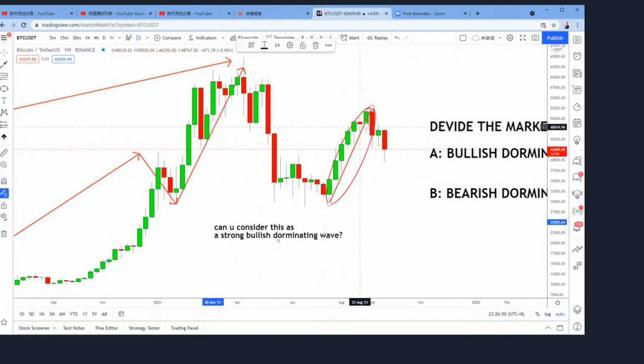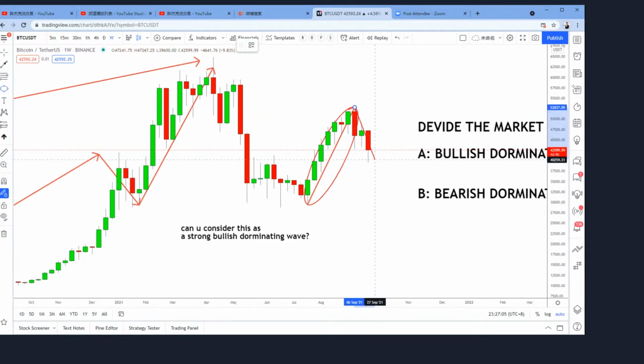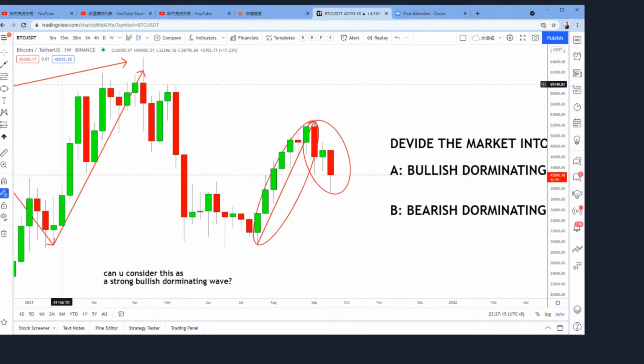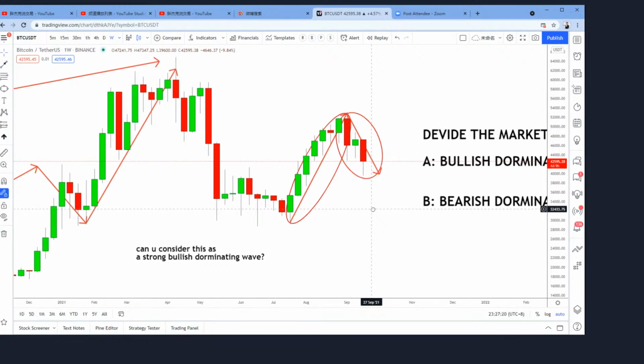It is a bullish wave, right? It rallied from 30K to 50K. Such a strong move. It only occurred in the last 3 months, right? And what is the recent wave? How can you describe this? Yeah, this wave is bearish, right? Inside bar breaks down or makes lower low, lower high. Yeah, many people will consider this as a bearish move.